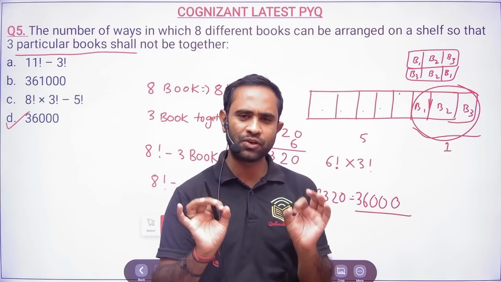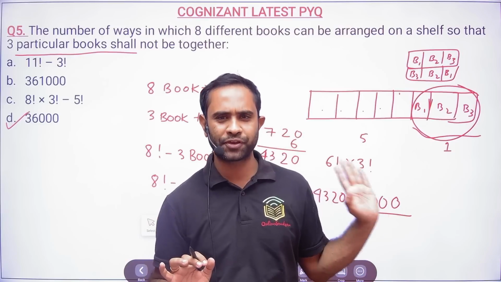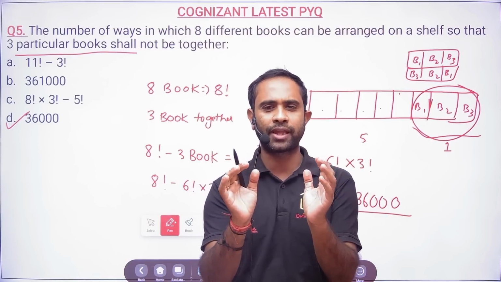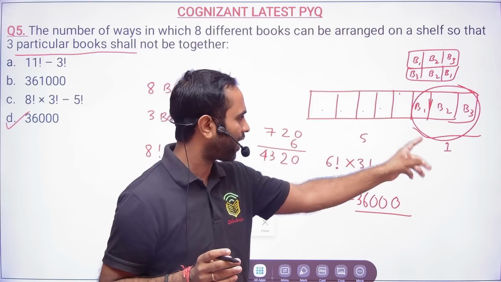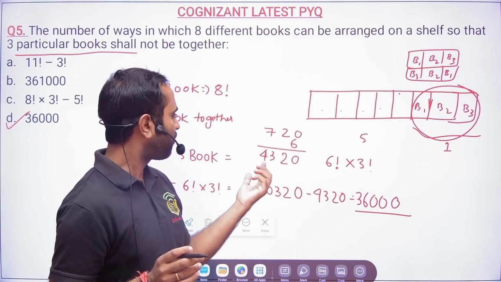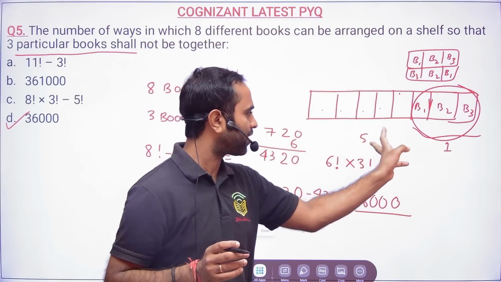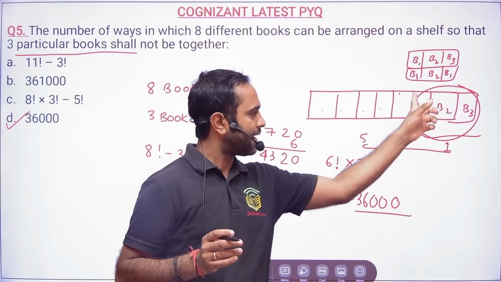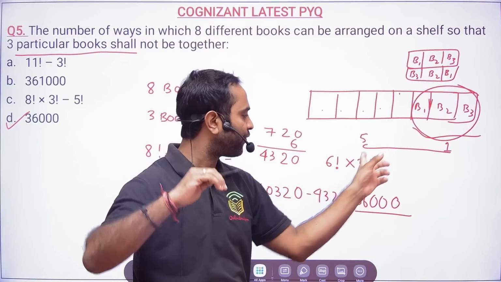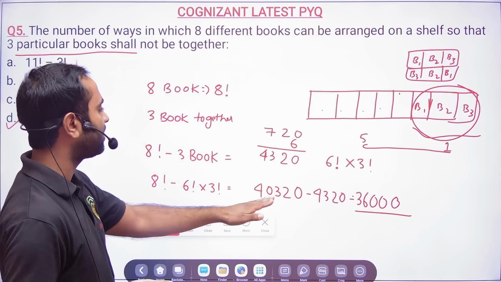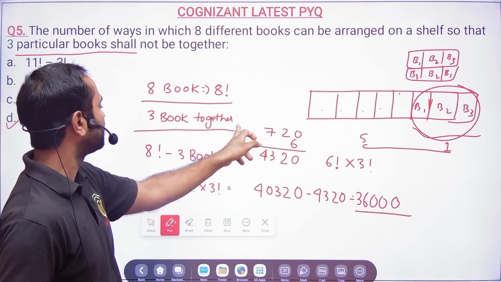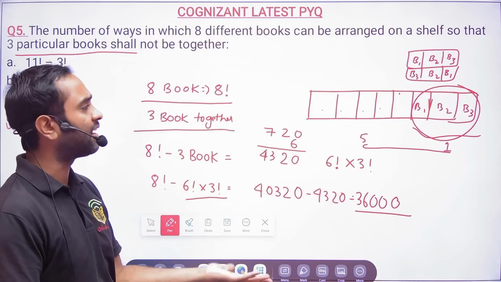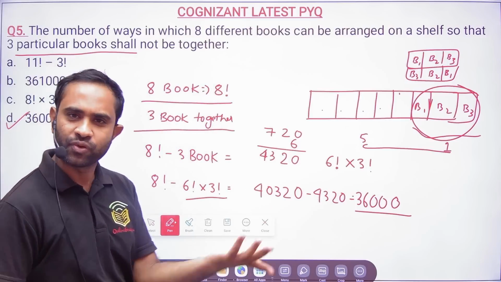I hope you got to know what I wanted to explain here. So when the 3 books are together, keep all the books together inside the box. That will be nothing but 1. Remaining will be 5. So 5 plus 1 is nothing but 6 factorial. And these books among themselves will get arranged in 3 factorial, right? So first you calculate 8 books arranged in 8 factorial ways, and 3 books together is this. Subtract it, and the books will never be together, right?